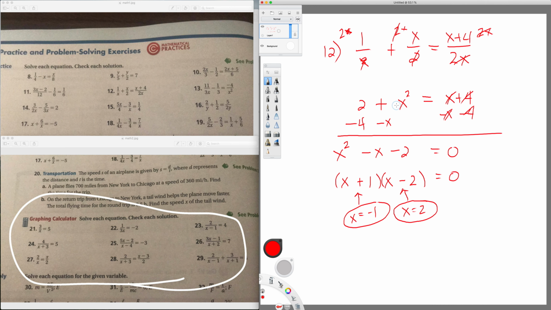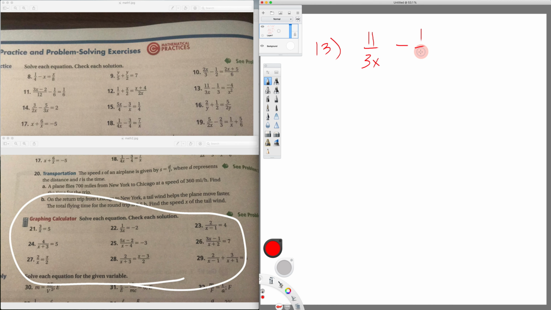So on 13, we have 11 over 3x minus 1 over 3 is equal to negative 4 over an x squared. So my least common denominator has got to have a 3 in it, but it also has to have an x squared. So it's going to be 3x squared. So I'm going to multiply everything by a 3x squared. And so when I multiply by a 3x squared, there's some messiness, but a lot of it cancels out.